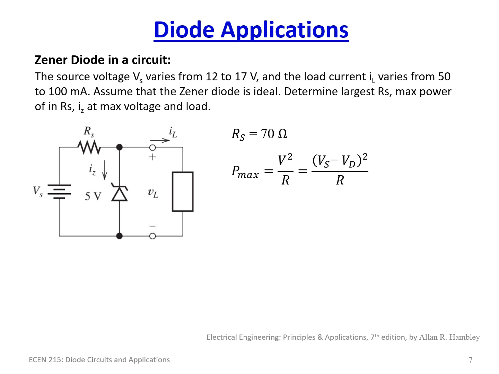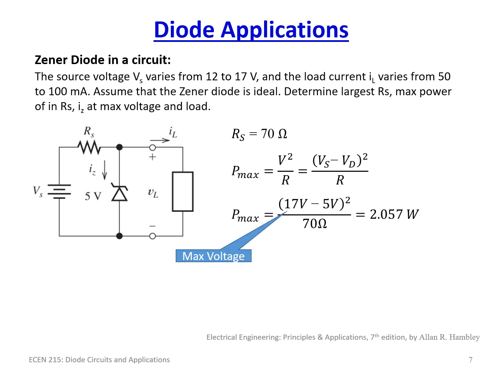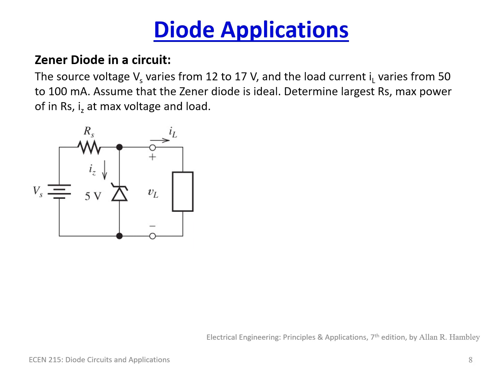So using that, we end up with our maximum. Because we were being asked, what is the max power? Well, max power occurs when you have the biggest voltage drop here, which only occurs when you end up with 17 volts, not 12 volts. So you have 17 minus 5 over 70 ohms, and you square the voltages here, and you end up with 2.057 watts.